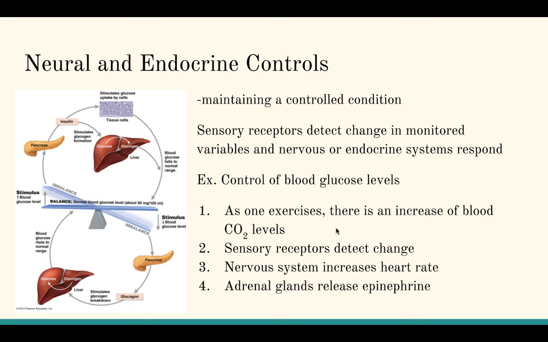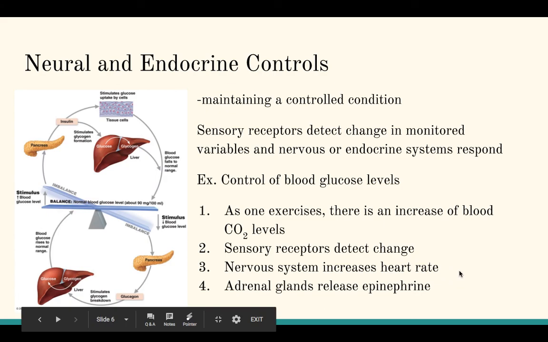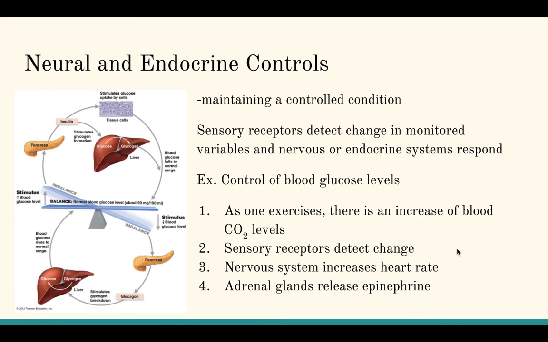And here's the example of when you exercise, there's an increase of your blood carbon dioxide. What happens is your sensory receptors detect that change. Your nervous system increases your heart rate, which in turn causes you to breathe faster. As you breathe faster, that gas exchange occurs faster, and your adrenal glands release that epinephrine. That adrenaline gets pumping and you're able to exchange the gases like you're supposed to.